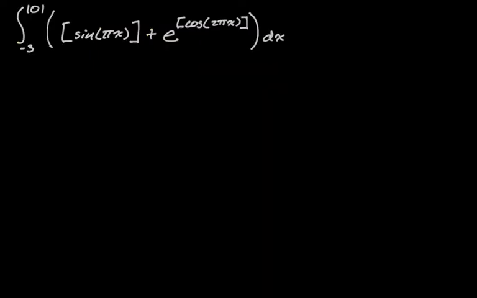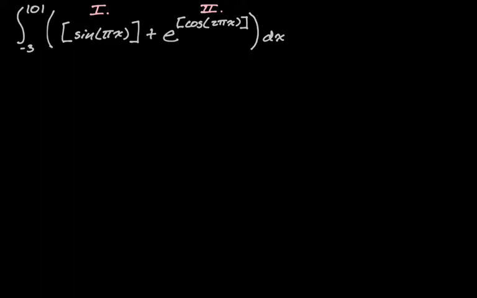We're going from -3 to 101, which right away is a weird interval to use. The integral of the greatest integer of sine of pi x plus e to the greatest integer of cosine of 2 pi x dx. So we have 2 trig functions involved, and they have different periods. I am just going to break this into 2 again. I'm going to deal with the first part, deal with the second part, take their answers, and add them together.